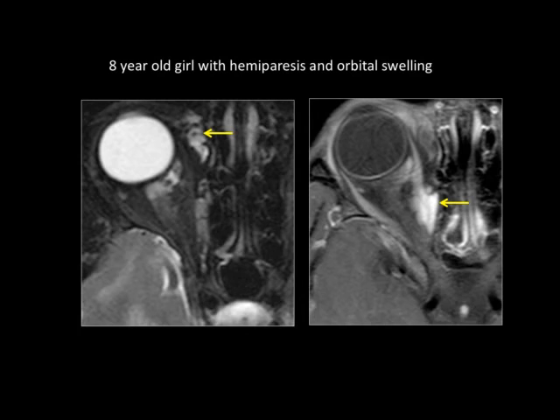Axial post-contrast and T2 fat-sat images are provided. You can see... I had shown this case. I don't know, maybe. What do you see? There is enhancement along the medial aspect of the medial rectus muscle.